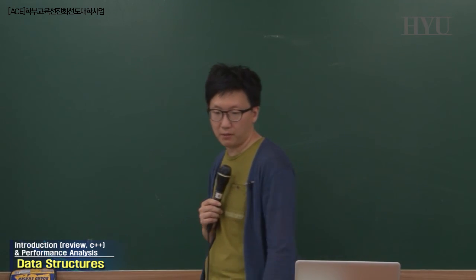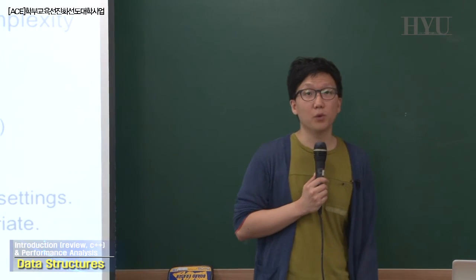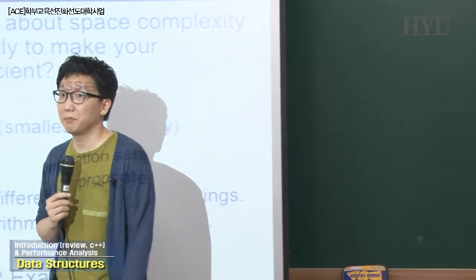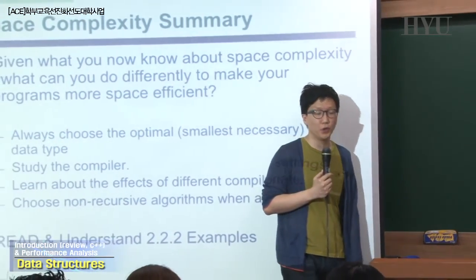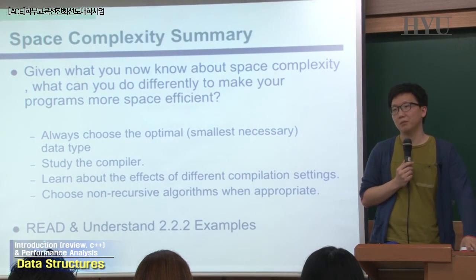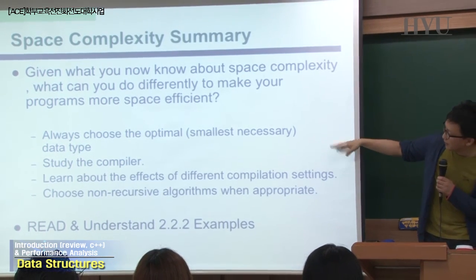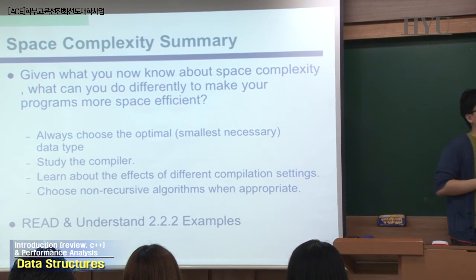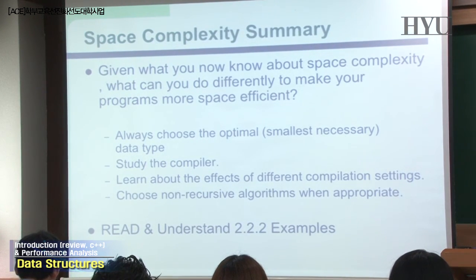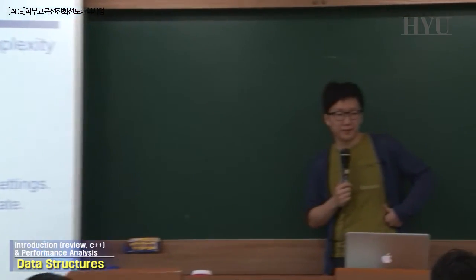I explained this. Space complexity summary: given what you know, what can you do differently to make your program more space efficient? I don't think I'm gonna ask you this in the exam. This has nothing to do with the exam, but it's just for your general knowledge when you're programming. I mentioned a few times, it's about your habits. When you're programming, remove some of the unnecessary variable declarations or play with those compiler options. Those are habits. If you have them from the beginning, then it will be better later.